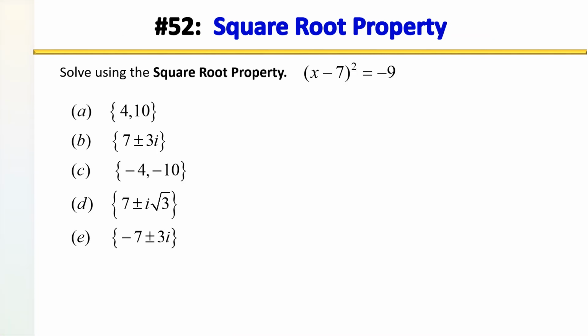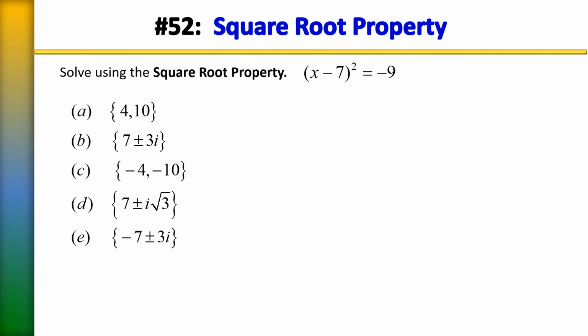Number 52. Solve using the square root property. So what is the correct answer? Choice B. Okay, so to solve this equation using the square root property, the first thing we need to do is use the square root principle to eliminate the square here, because you notice the left side is squared. So to get rid of that squared, you have to do the opposite operation, which is take the square root of that side. Now remember with the rules, whatever you do to one side, you do to the other.